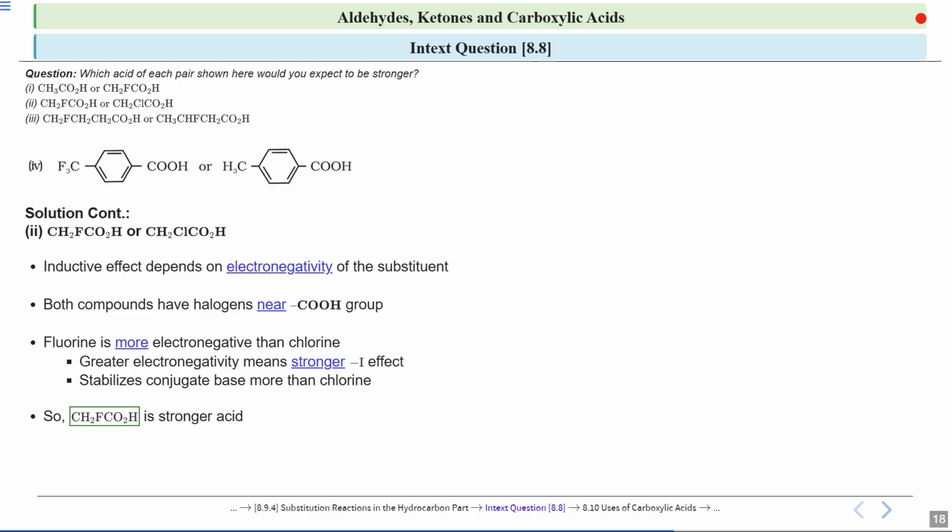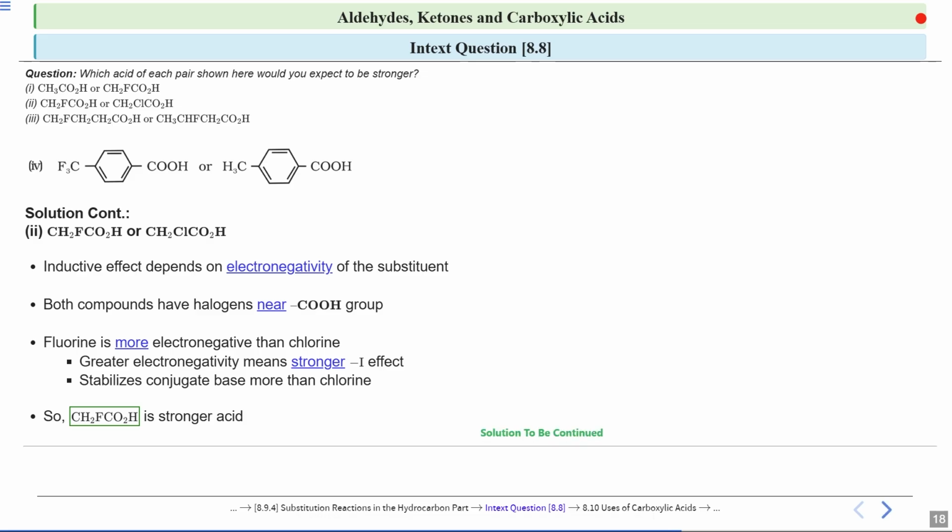So to sum up, we can see that CH2FCO2H is a stronger acid compared to CH2ClCO2H. The higher electronegativity of fluorine leads to a greater inductive effect, which increases the acid strength.